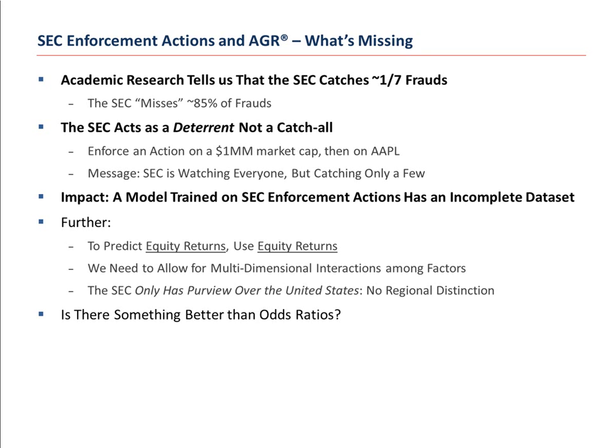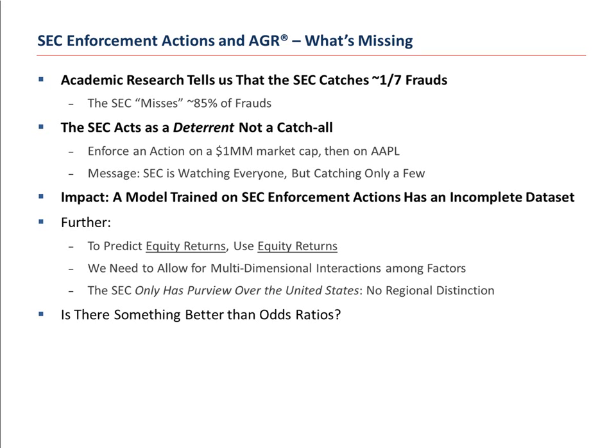Another weakness in using an SEC model or a fraud model in order to predict stock returns is that the SEC only has purview over the United States, which means there is no regional distinction when we go to Western Europe, Asia Pacific, and Japan. We simply say that fraud in the United States looks just like fraud in these other regions, and that turns out only to be about 70% true.